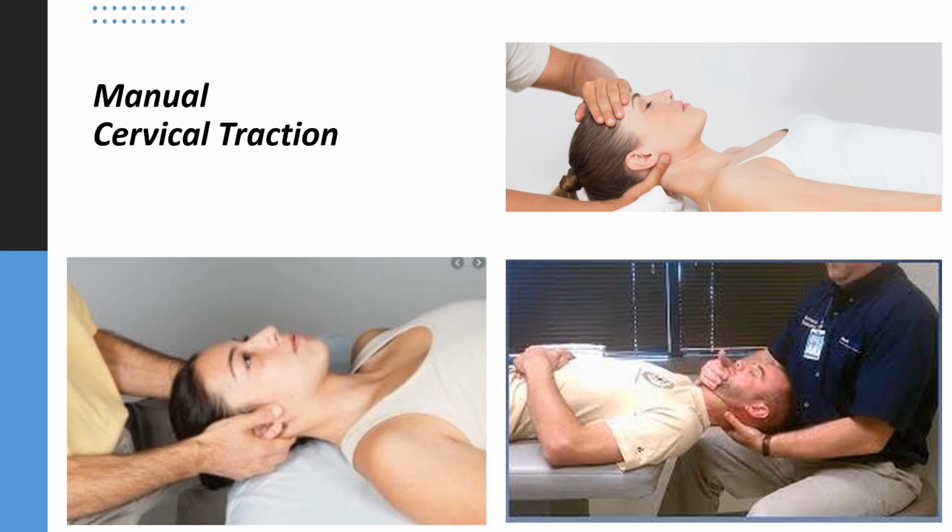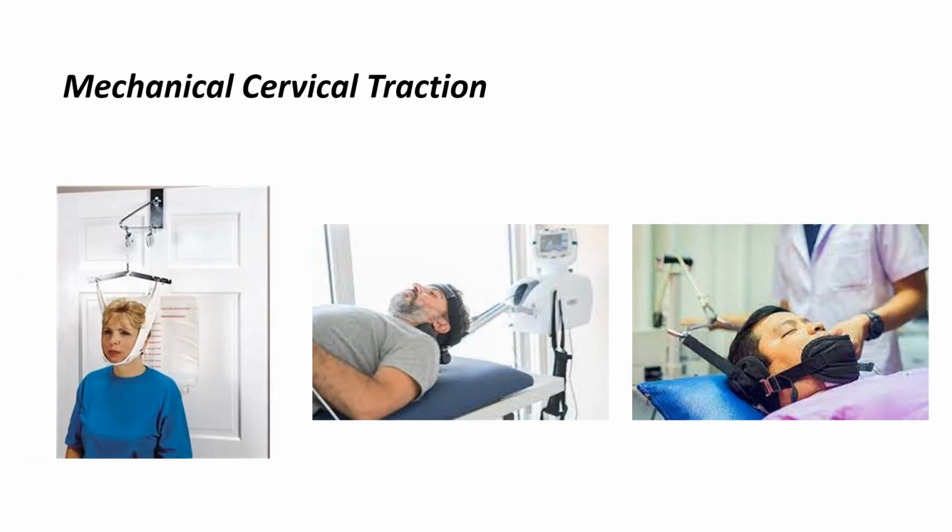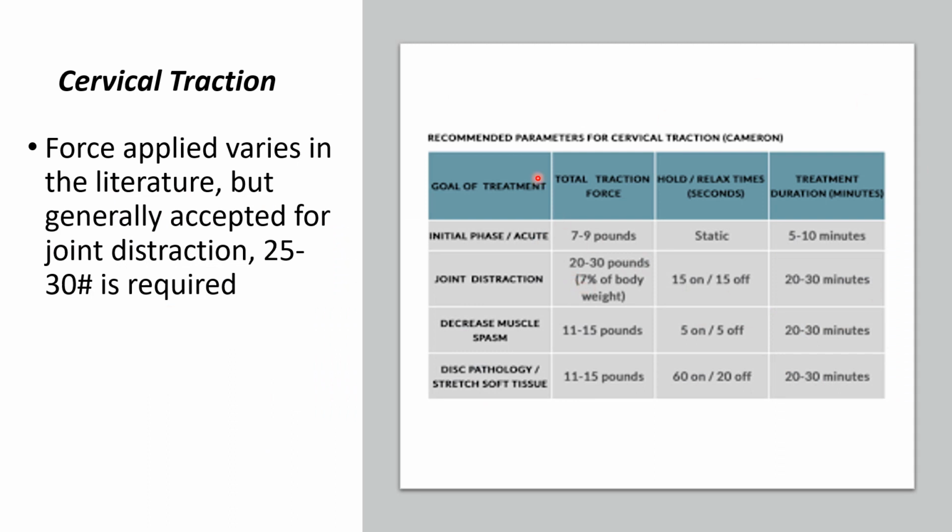There are some examples of manual traction. There are some examples of mechanical traction. This chart, again, we love charts, right? This should be sort of the holy grail of what you're trying to do here. So in terms of knowing traction, I want you to understand that to get joint distraction, you usually need, it varies, but 25 to 30 pounds of force. So what you'll see here, depending on what the goal is, are variations and manipulations of the poundage of force delivered by the traction for different things.